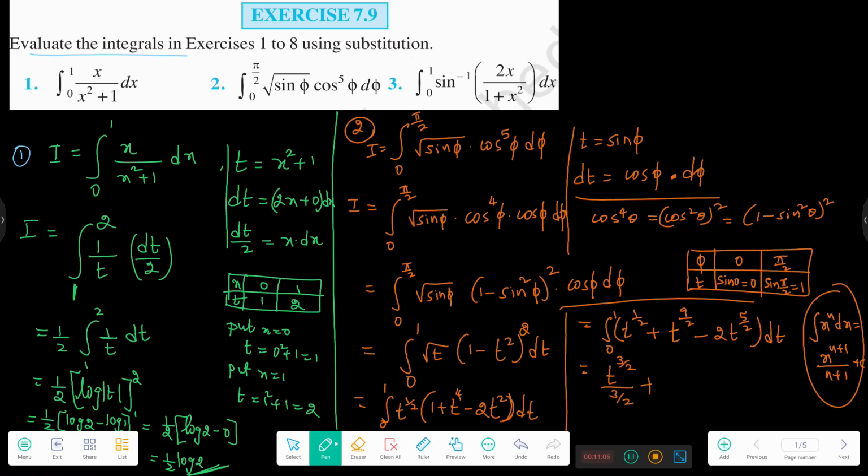In the same manner, 9 by 2 plus 1 gives 11 by 2. T power 11 by 2 divided by 11 divided by 2, minus 2 into t power 5 by 2 plus 1, which will be 7 by 2, divided by 7 divided by 2. Limits 0 to 1 you have to apply.